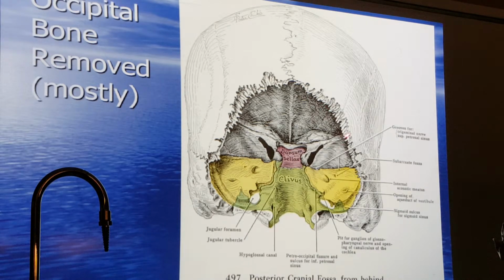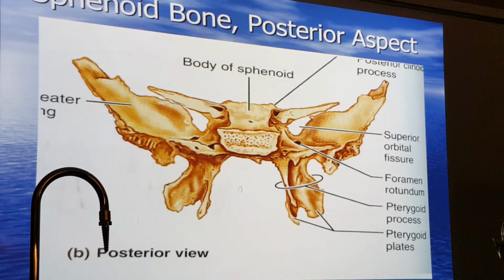So all of this is the greater wing of the sphenoid. Right there. So this is what a sphenoid bone looks like posteriorly, the posterior view, and this flat part right here articulates with the occipital bone. I've asked that on quizzes before.